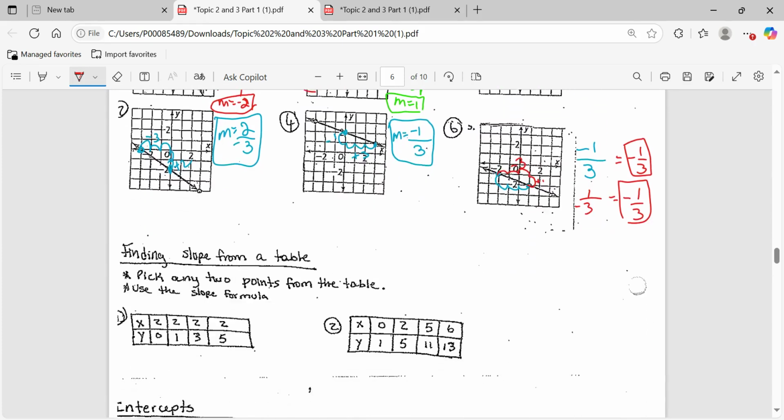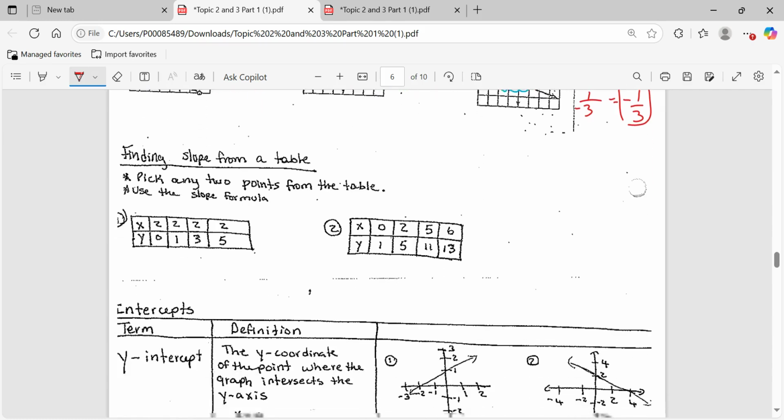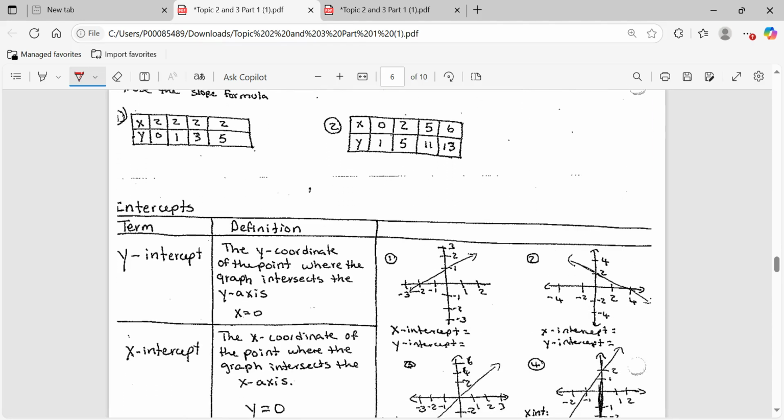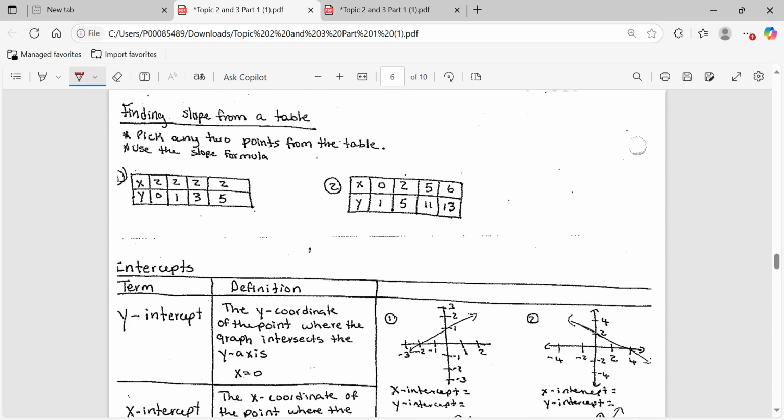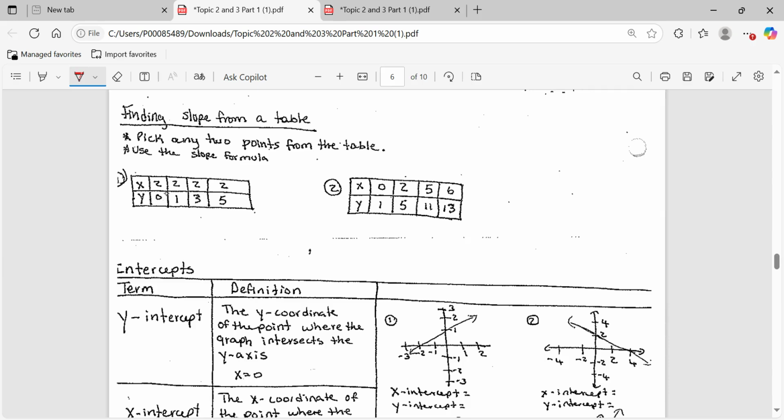All right, now let's come on down. If you want to find the slope from a table, it's going to be the same thing as with 2 points. You just have to make 2 points. Tables are made up of points. So maybe you want to pick this coordinate and that coordinate. It doesn't matter which coordinates you pick as long as you pick 2. Now, remember, if this is your x and y from a table, that means your coordinate is 2, 1, and the next coordinate is 2, 3.